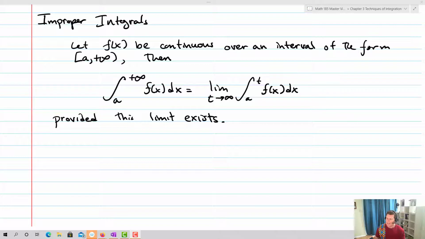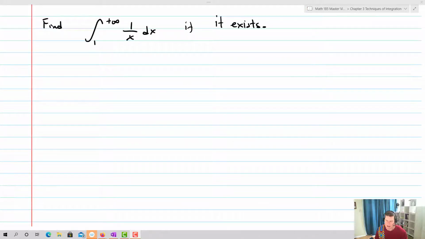All right, let's take a look at an example, and I think that'll help us out quite a lot. So let's take a look at this example. What we want to do now is find the integral from 1 to infinity of 1 over x dx, if it happens to exist. And so we might say, okay, why does this matter?